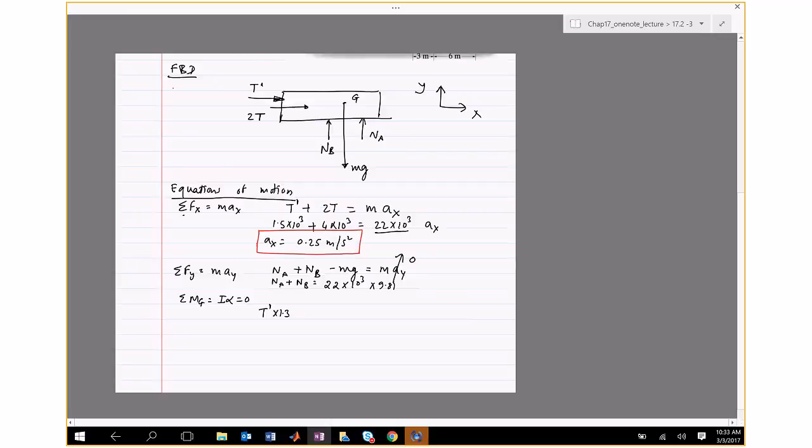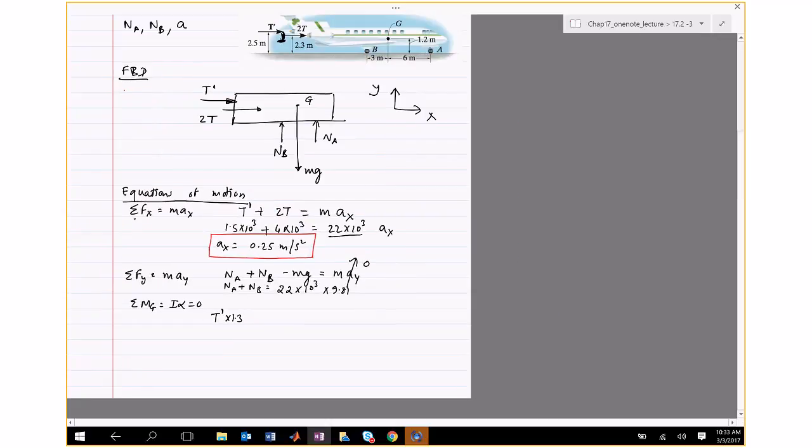Okay. The other thing we want to do is look at the sign of the moment. So about point G, if you fix the plane at G and then apply the force slightly above G, it will tend to rotate the plane in the clockwise direction, right? Because the action of the force is slightly above G.